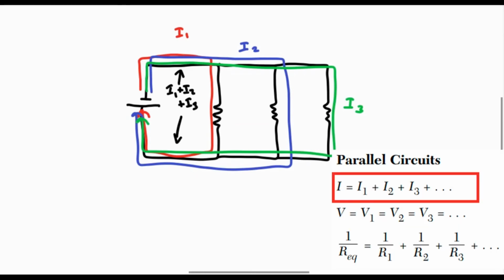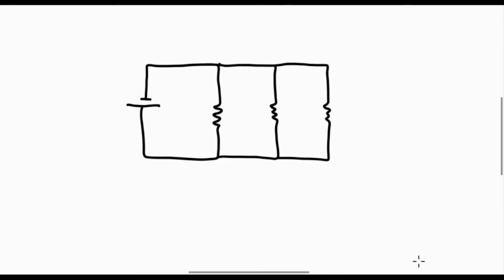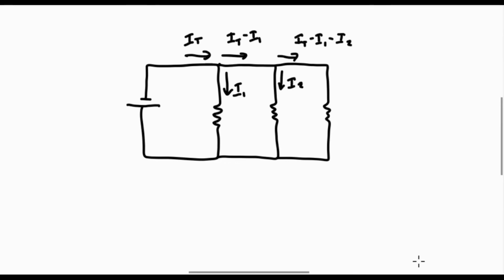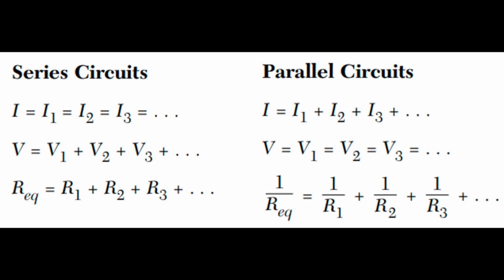So it should be obvious at this point that if the total current coming into this junction is IT, and I1 goes this way, then the current going this way has to be IT minus I1. You can apply this same math at any other junction in the circuit. And there you have it, Kirchhoff's rules in English and in math. We're going to use these a lot when it comes to combined circuits that use both series and parallel elements.